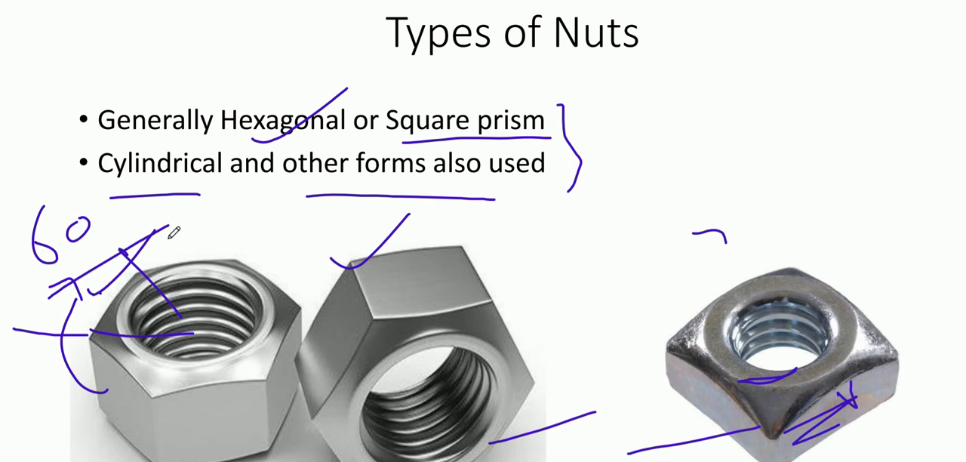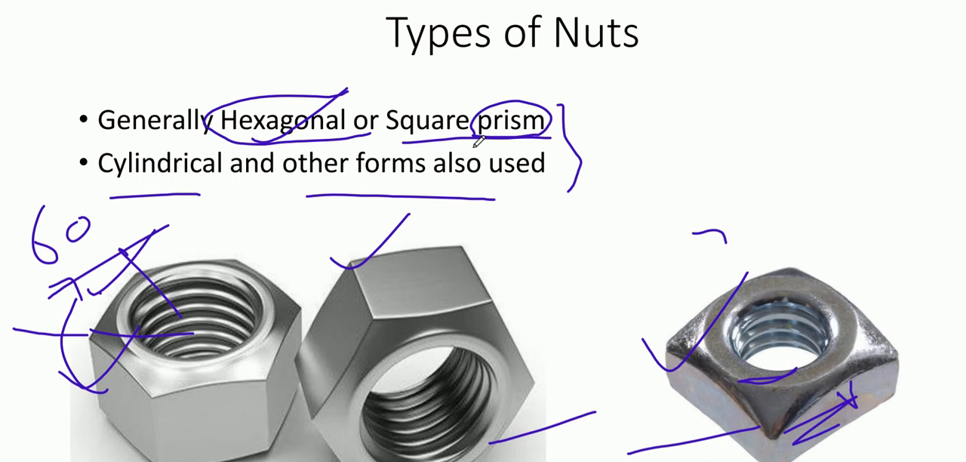So this is easier to rotate in comparison to a square nut. That's why in general applications we use the hexagonal nut. Now I will discuss what a prism is.